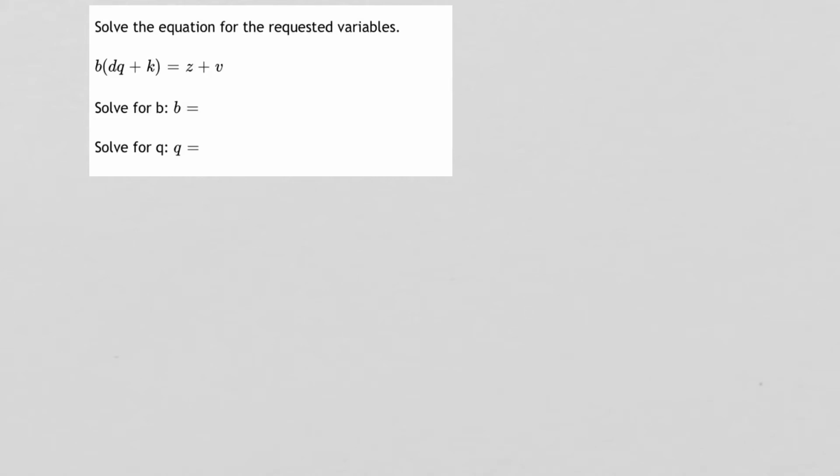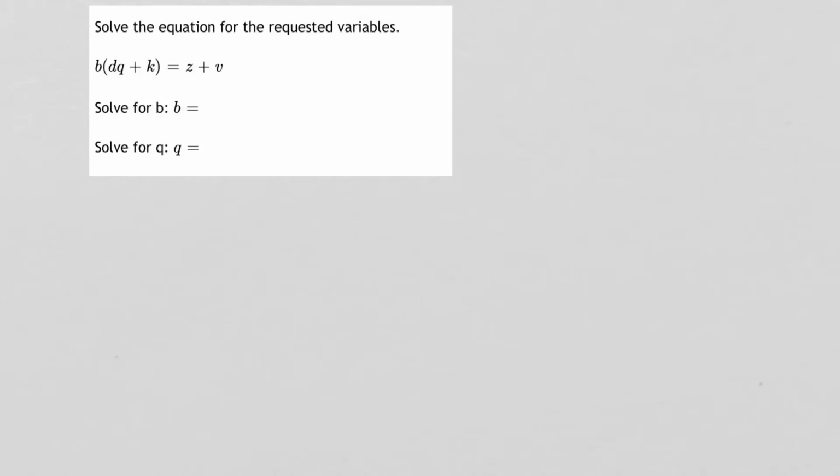So in this video, we are looking at solving an equation for a requested variable. In other words, we're solving formulas for specified variables. The particular formula that we're looking at is B times the quantity dq plus k, quantity closed, equals z plus v. And we're asked to do two separate things. First, solve for B, and then second, solve for Q.